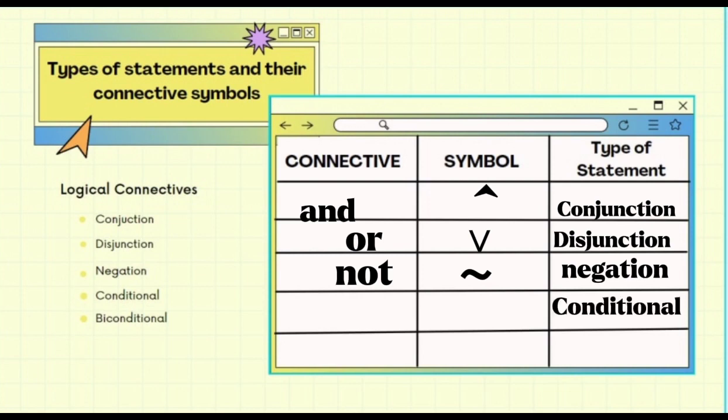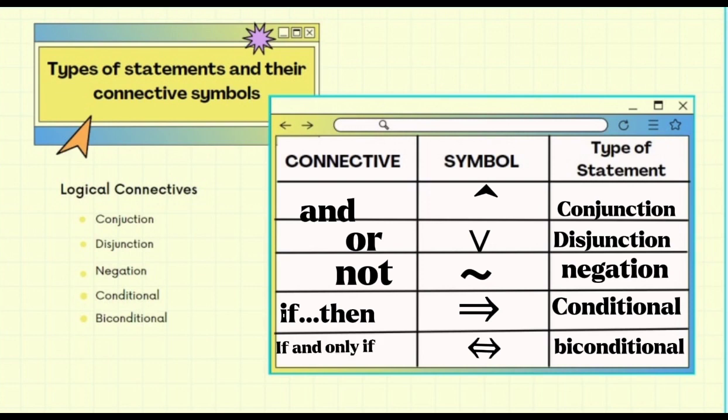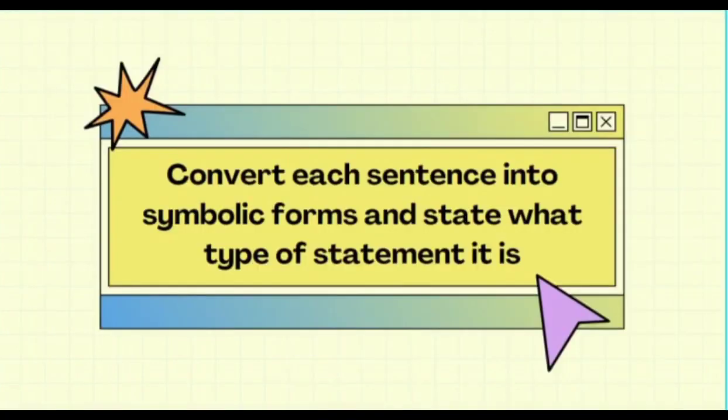Fourth is the conditional. So for the symbol of conditional, we use implies and then the word if then for its connective. Lastly, we have the biconditional. For the symbol of biconditional, we use equivalent sign and for its connective, we use if and only if. So now we already know what is logical connective and the different statements and their symbols and connectives.